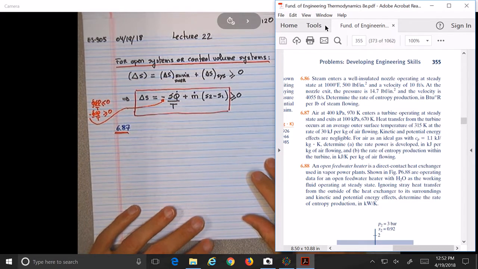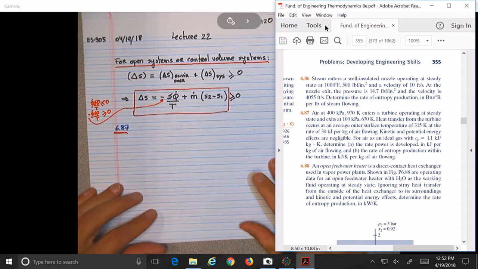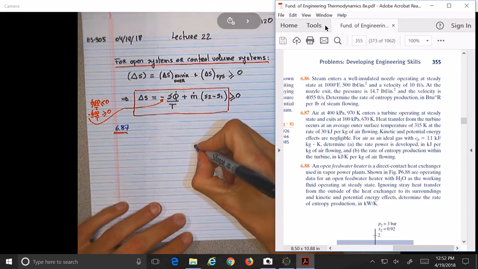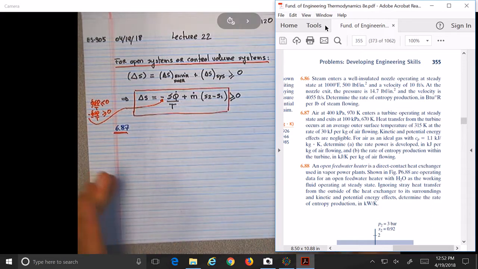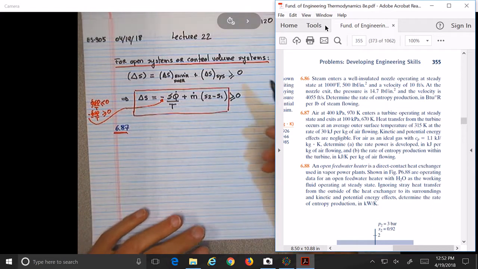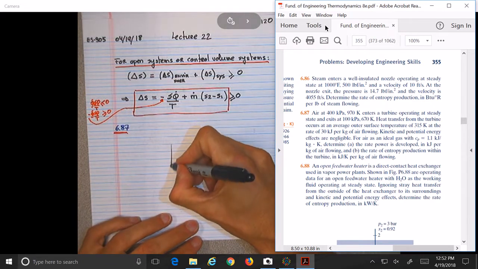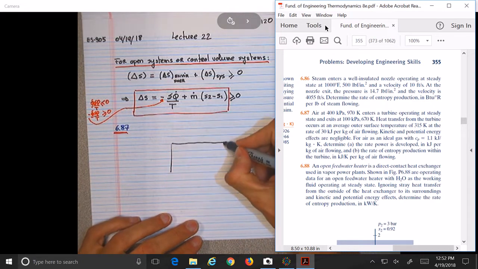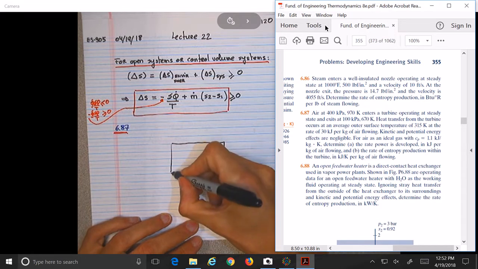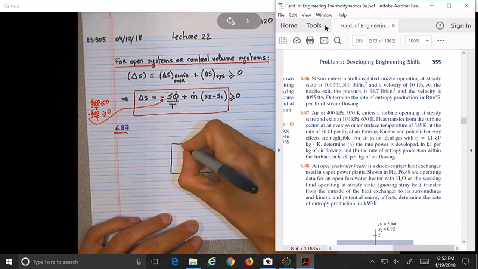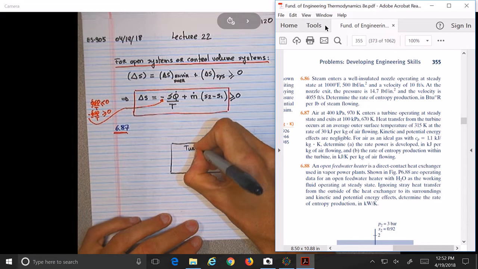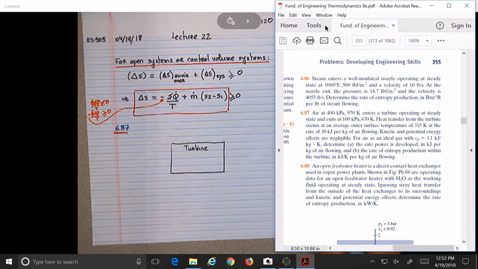Air at 400 kilopascals, 970 Kelvin enters a turbine. So we do the sketch of a turbine. If you don't know the real symbol for a turbine, it really doesn't matter. What can you do? Just draw a box and say turbine. Not a big deal.